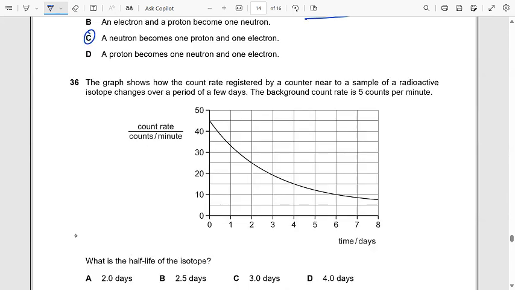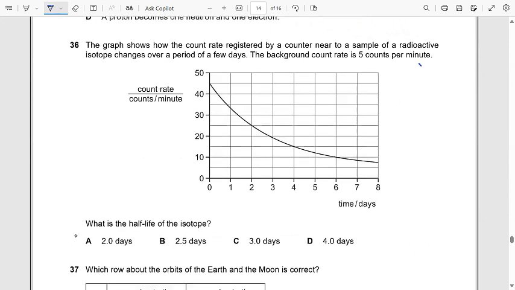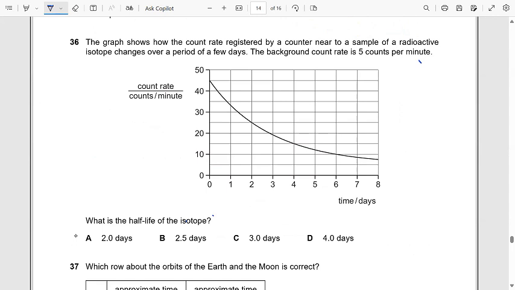The isotope graph shows how the count rate registered by a counter near to the sample of radioactive isotope changes over a period of few days. The background count rate is 5 counts per minute. Background 5 counts per minute. मैंने बताया था कि background के साथ भी कुछ करना पड़ता है. What is the half life of the isotope?